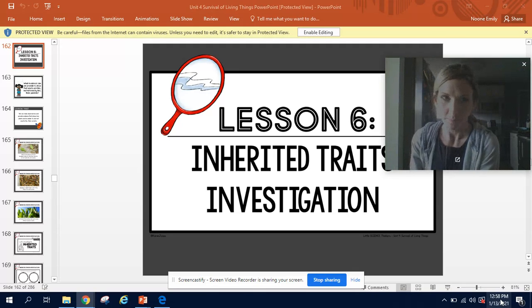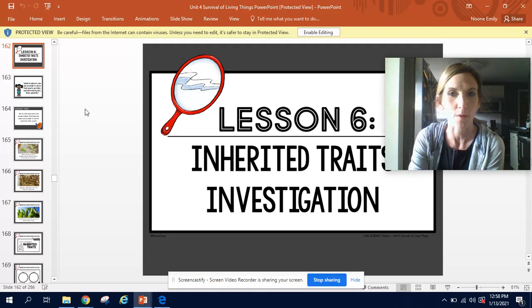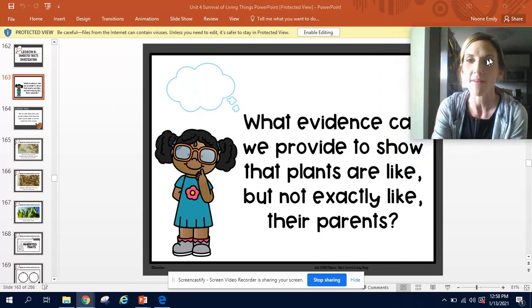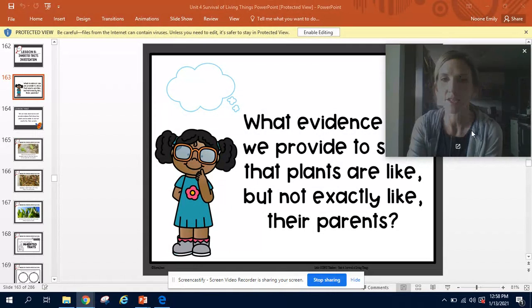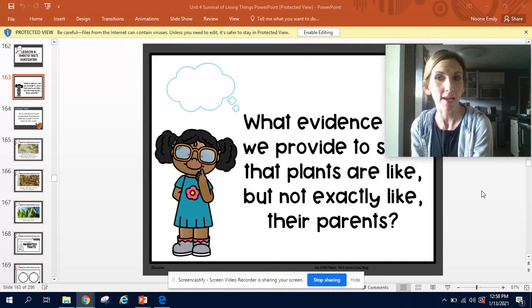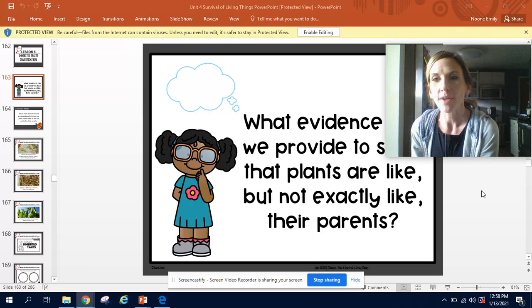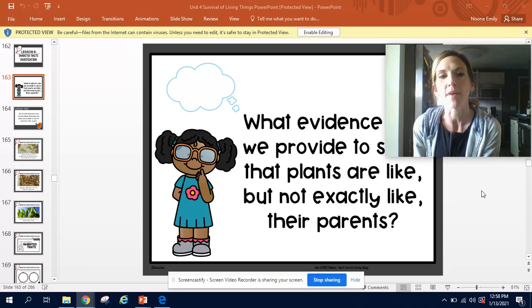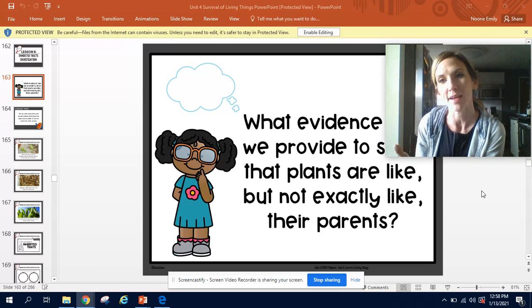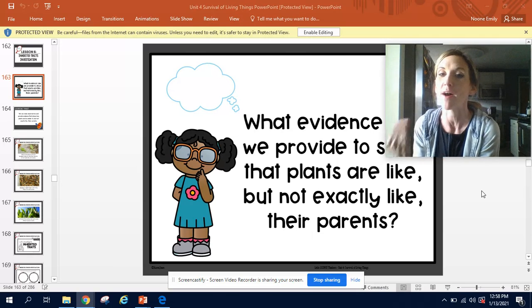So, the guiding question for our learning today is, what evidence can we provide to show that plants are like, but not exactly like, their parents? So we're going to be scientists today and we're going to provide evidence. That means we're going to prove that plants are kind of like their parents, but not exactly like their parents.